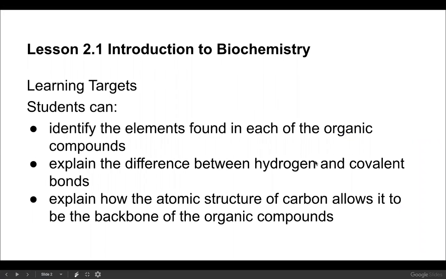So when you're done with this lesson, hopefully you'll be able to identify the elements found in each of the organic compounds, these big macromolecules that we'll look at. You'll be able to explain the difference between hydrogen and covalent bonds, and explain how the atomic structure of carbon allows it to be the backbone of the organic compounds. Carbon's unique, and because it's unique, it has some really interesting characteristics that allow life to happen.